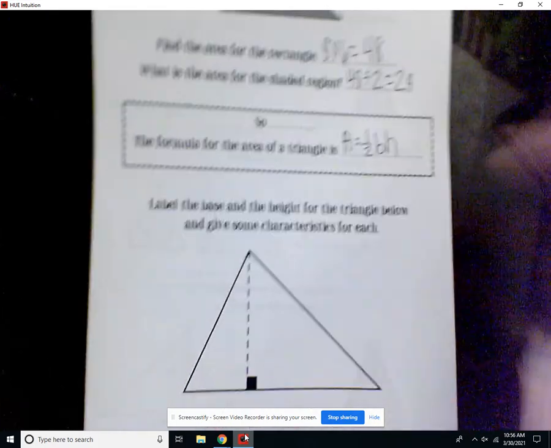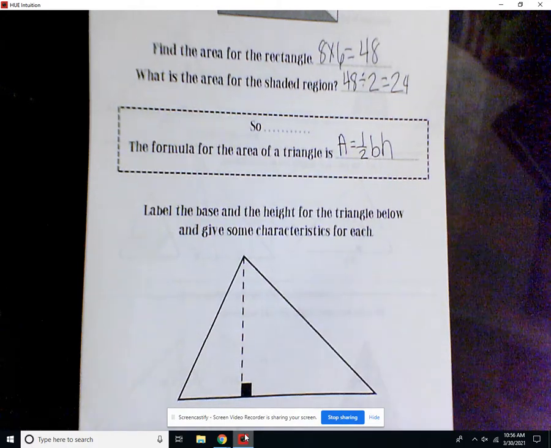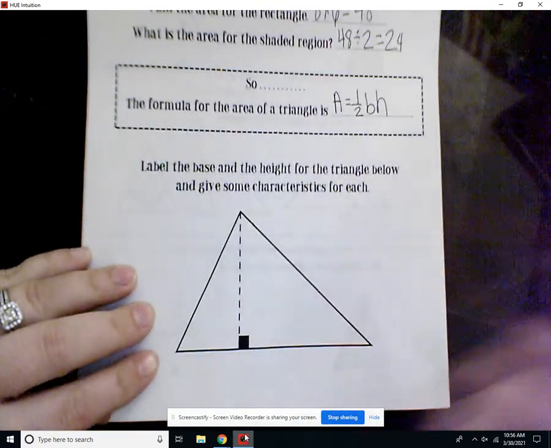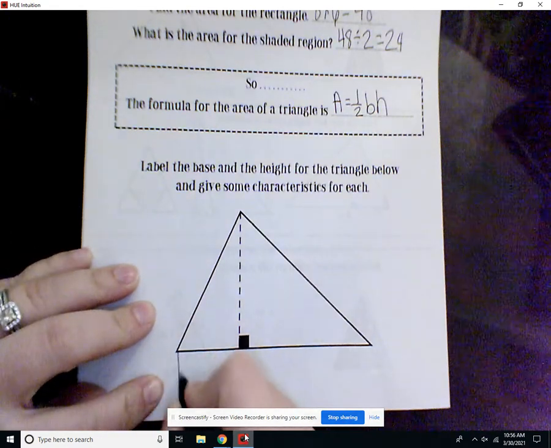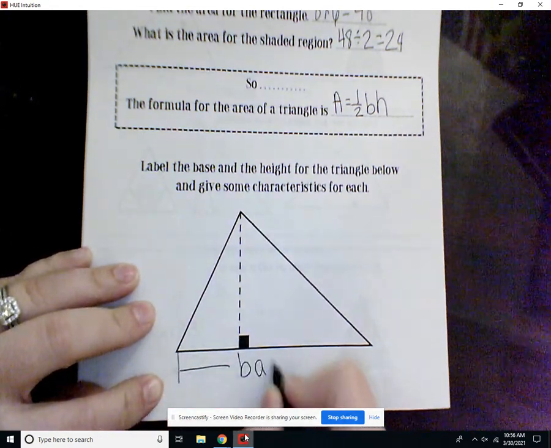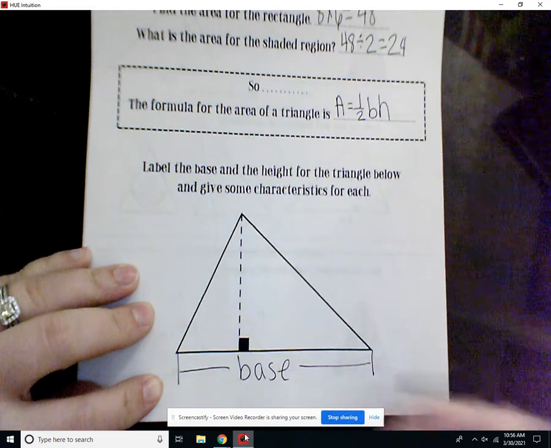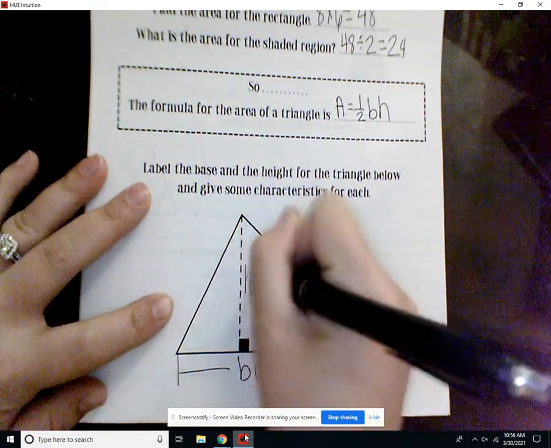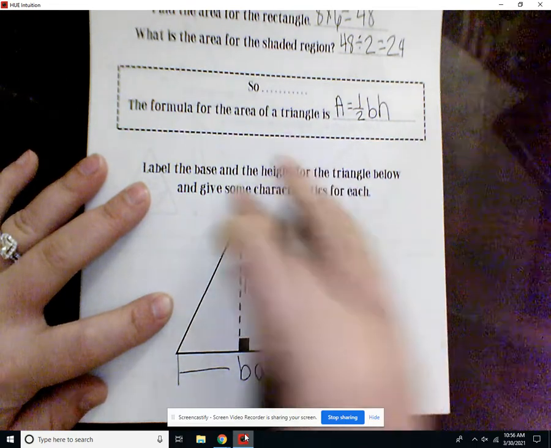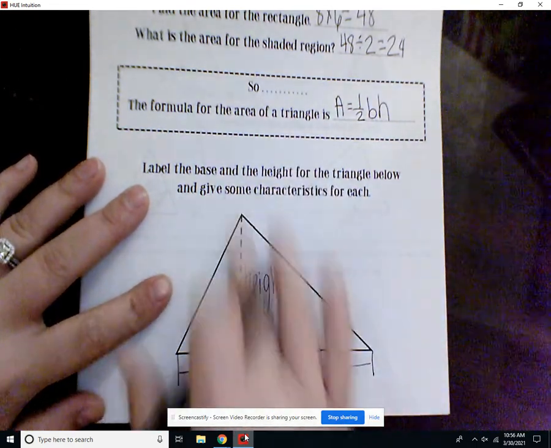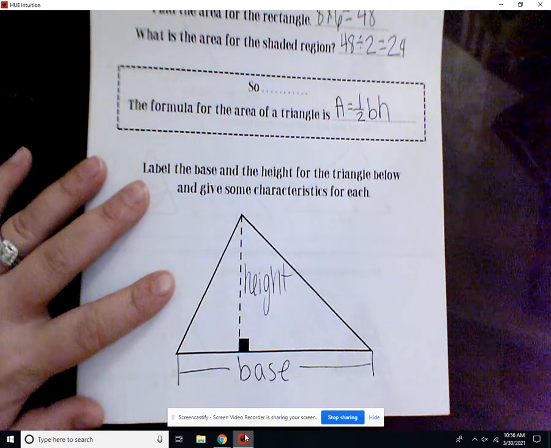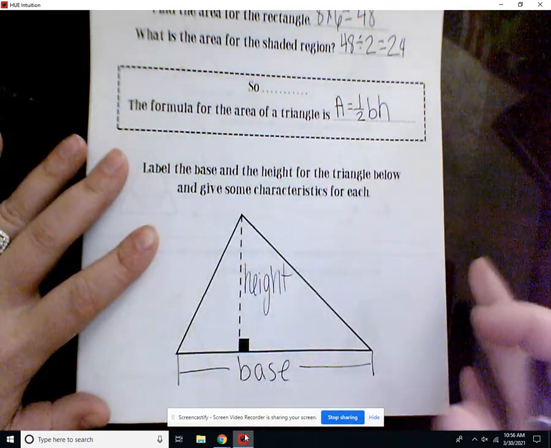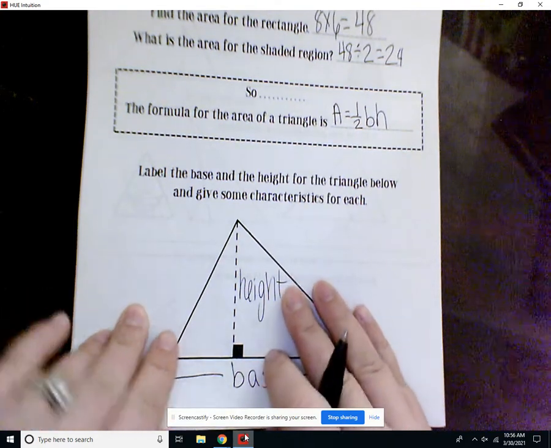Down below it says label the base and the height for the triangle below and give some characteristics for both. So all we're going to do is just label the base and the height. So the base is the entire bottom, and then your height is the dotted line. Sometimes it may be a straight line, but if you see the dotted line, inside that is your height. And we do not use any number that is on the slant. Okay, so now let's go through and do some practice.